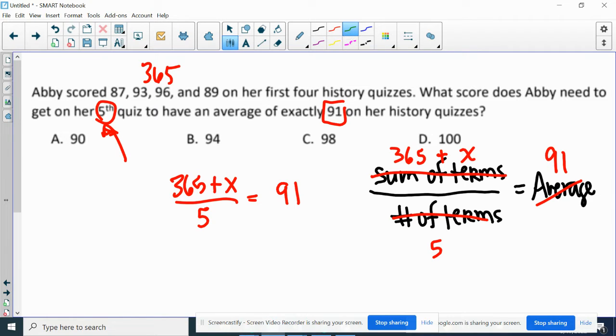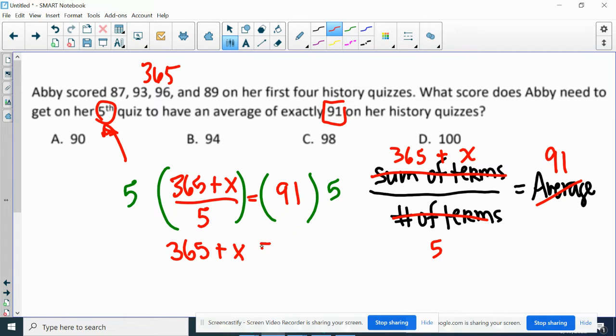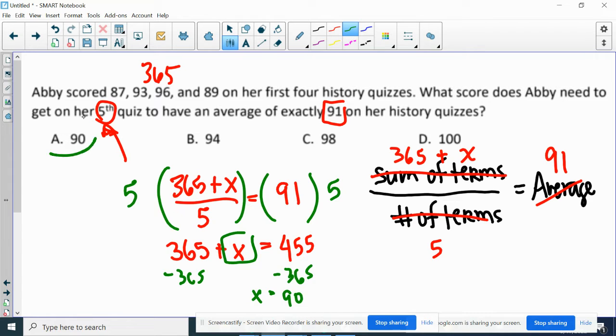So algebraically, we're going to multiply both sides by 5, and that's going to give us 365 plus x equals 455. We want to get x by itself, so we're going to subtract 365 from both sides, and so x equals 90.